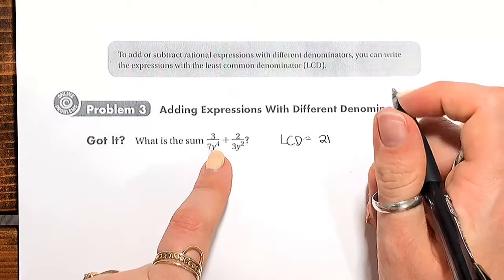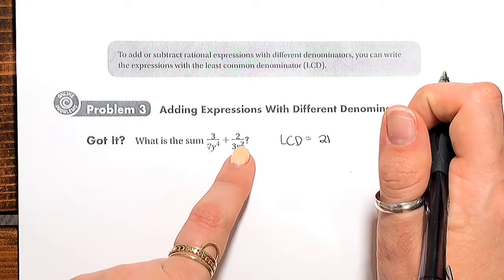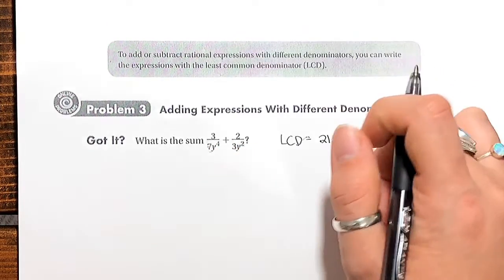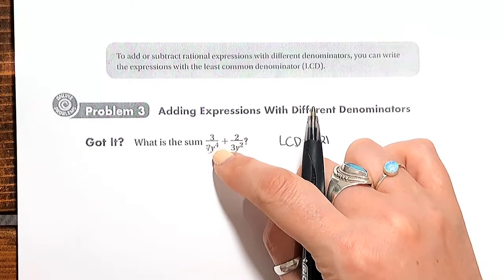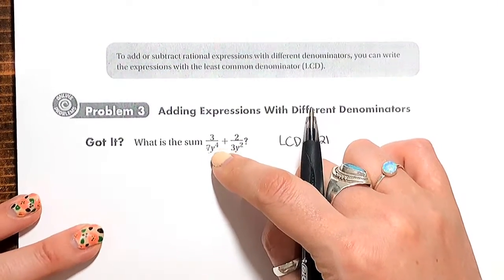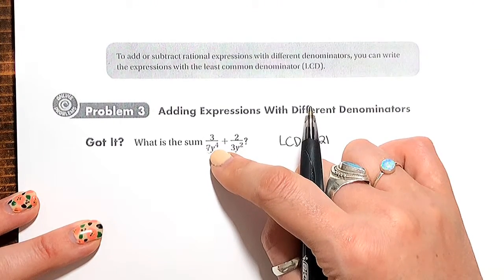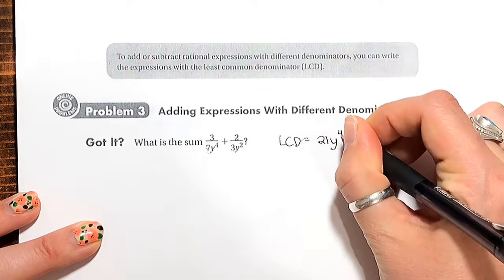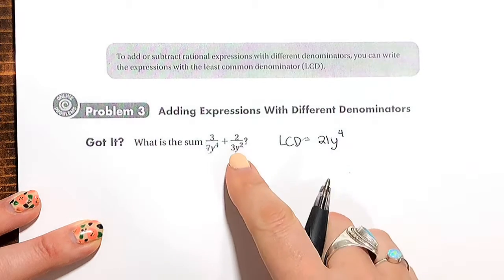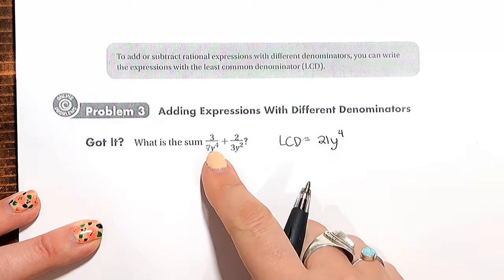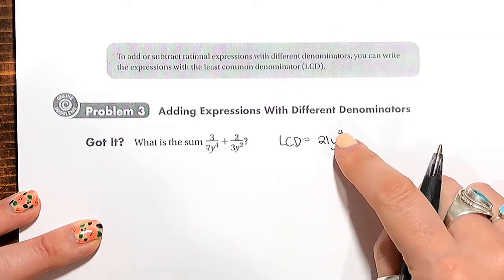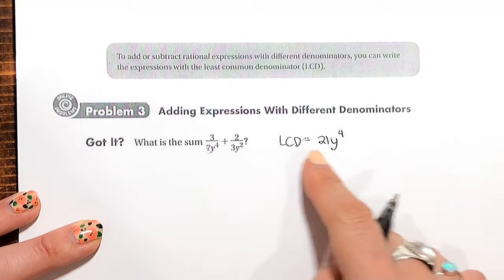And then when it comes to the variables, notice this one is a y to the 4th, and this one is a y squared. 2 y's can go into 4 y's, so I don't actually need to go bigger than my biggest amount of variables. So when it comes to your variables, just find your biggest exponent, which in this case is a 4, and we're going to use that y to the power of 4 as our variable, since y squared can go into y to the 4th, and y to the 4th can also go into itself. So we don't need to do anything bigger. We don't need to do y to the 5th or y to the 6th. So just find your biggest exponent, and that's going to be the variable on it. So this is our LCD.